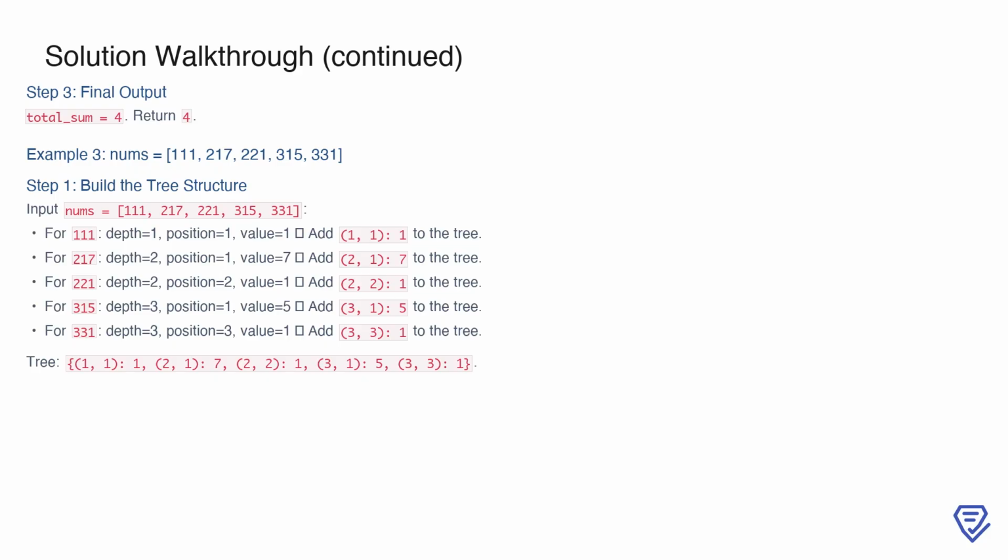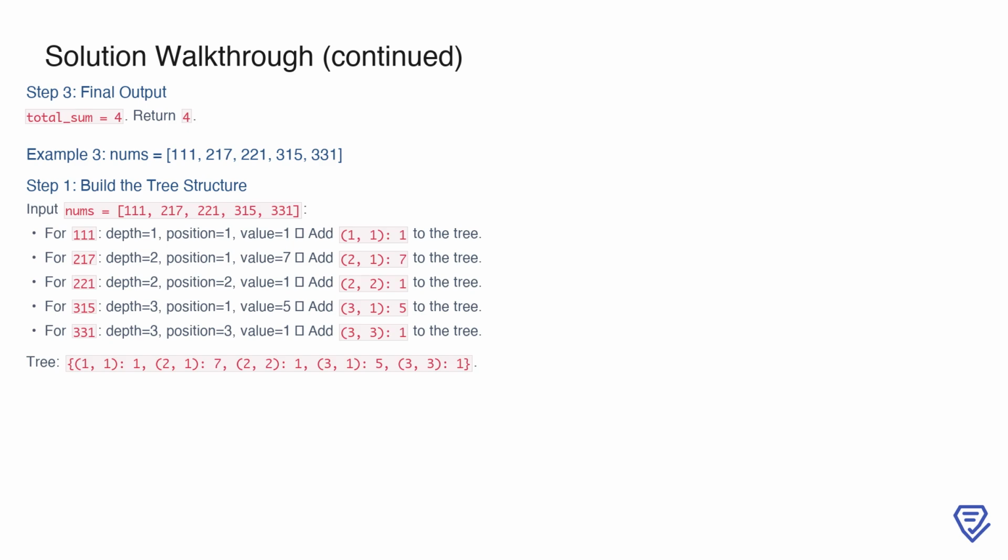Now, let's look at a more complex example where the input is nums equals [111, 217, 221, 315, 331]. First, we construct the tree. The number 111 corresponds to a node at depth 1, position 1, with a value of 1.